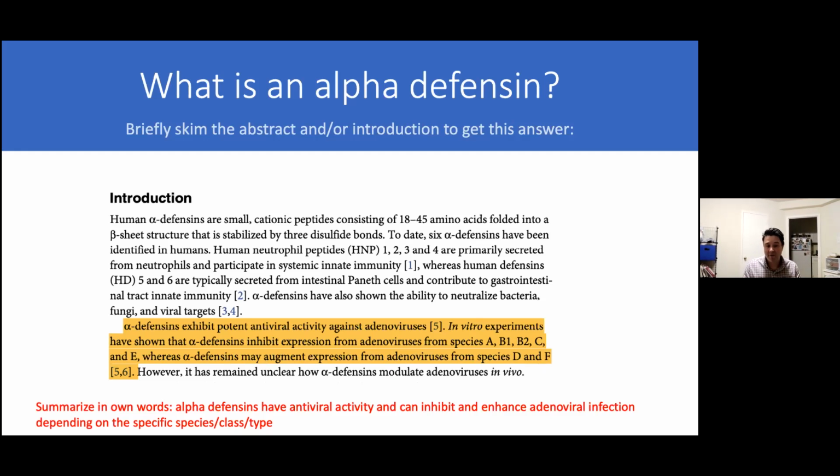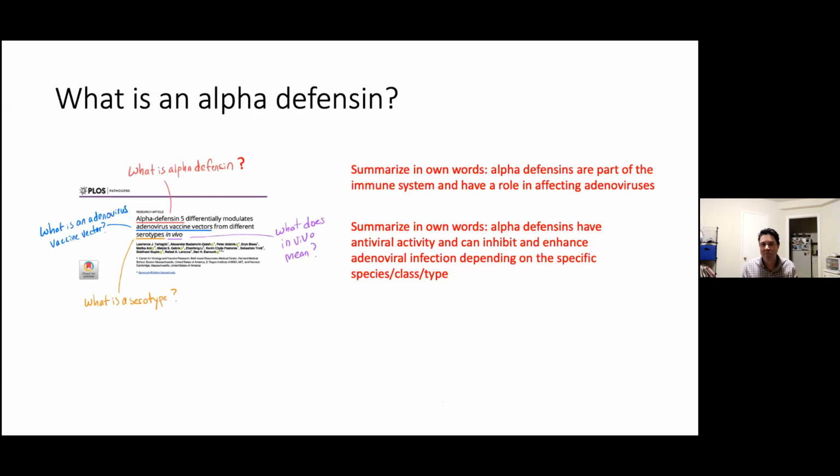So I said alpha defensins have antiviral activity and can inhibit and enhance an adenoviral infection depending on the specific species. And because I didn't know what that meant, I thought, well, maybe it's like a class or a specific type. So I put these other words in there too to help me understand. So what we can do now is we can take these 2 statements that we came up with, right? And this literally took 30 seconds, maybe 1 minute to find this information.